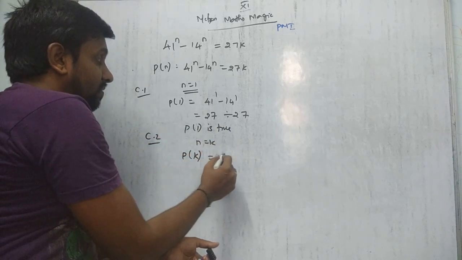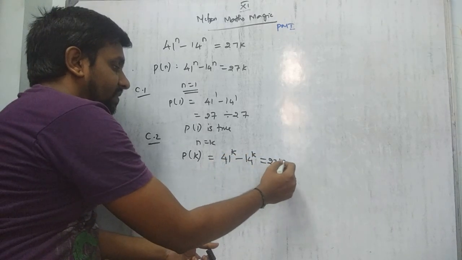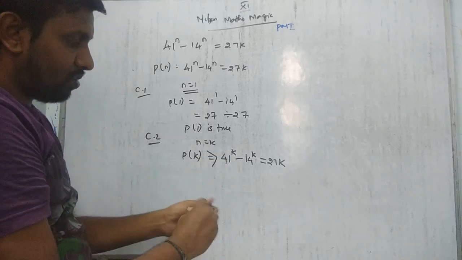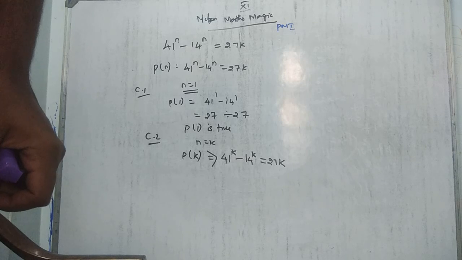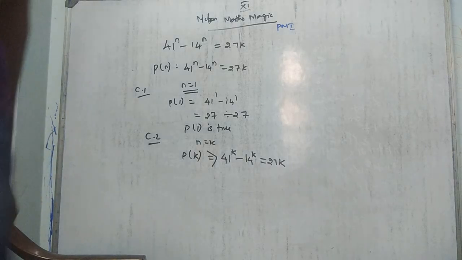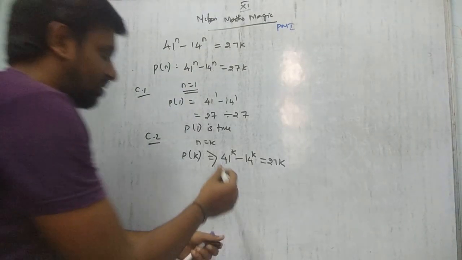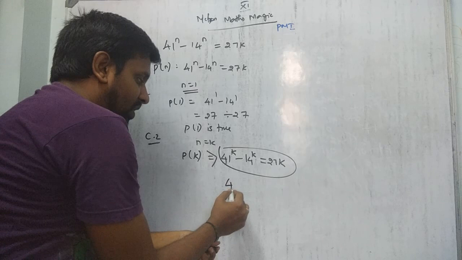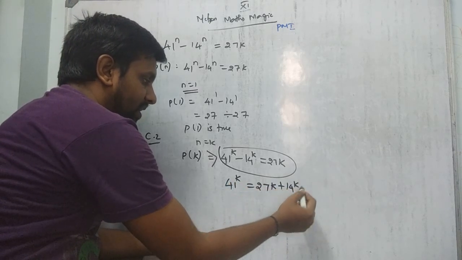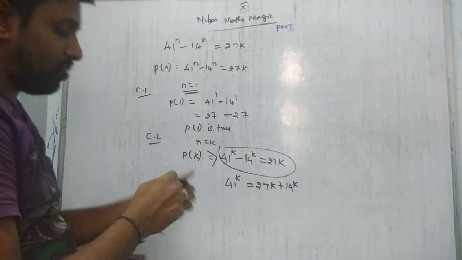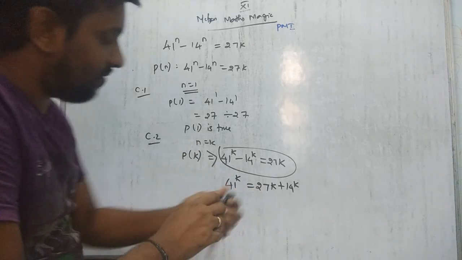P of k is equal to 41 power k minus 14 power k equal to 27k. So this is your P of k. So 41 power k equals, I can write, 27k plus 14 power k. Somewhere this result I am going to use. So we have to keep it: 41 power k equals 27k plus 14 power k.